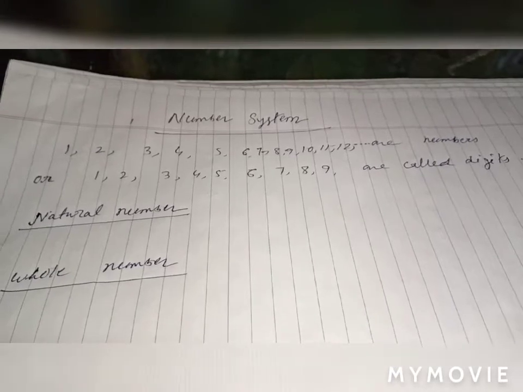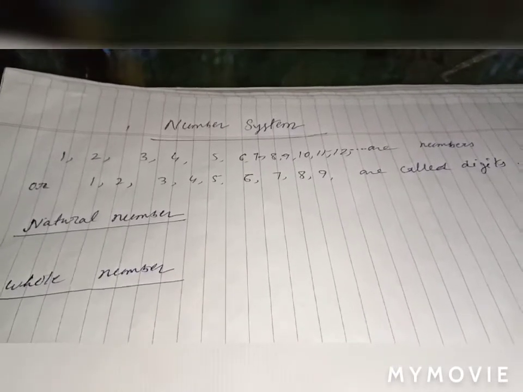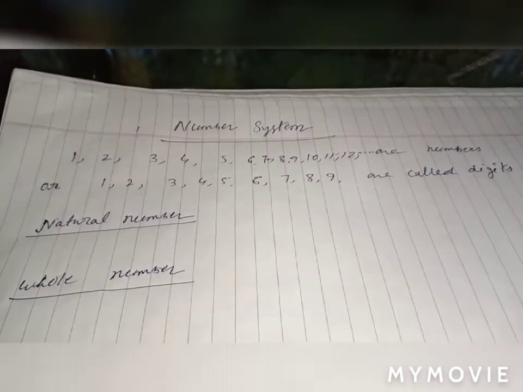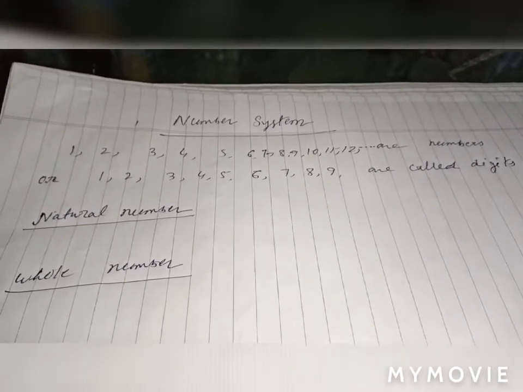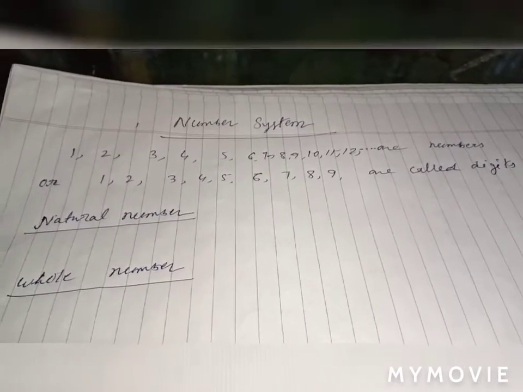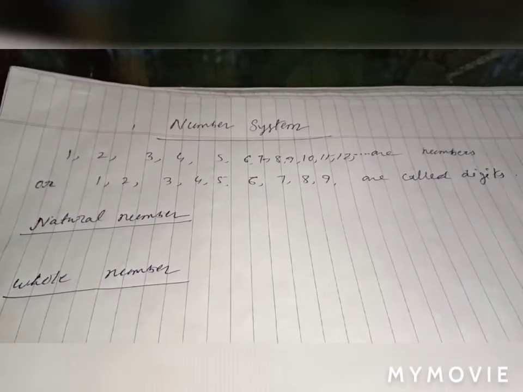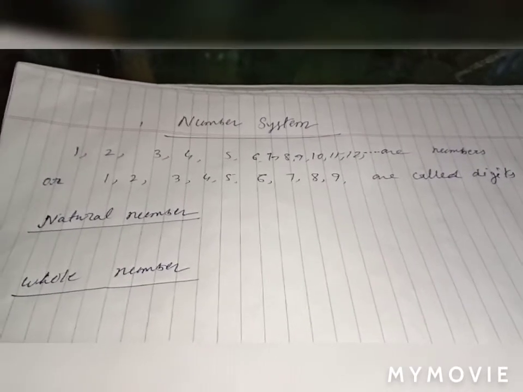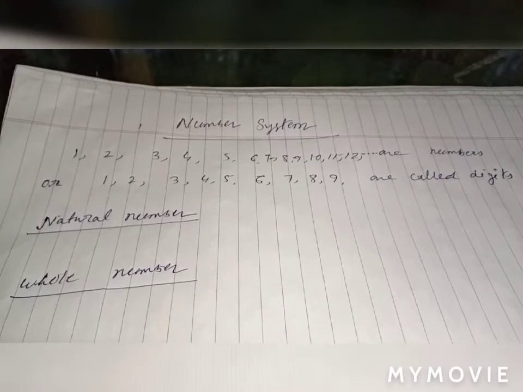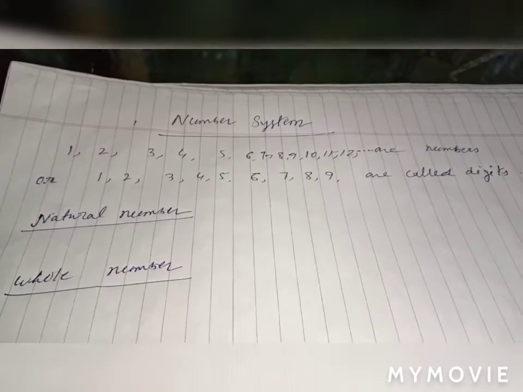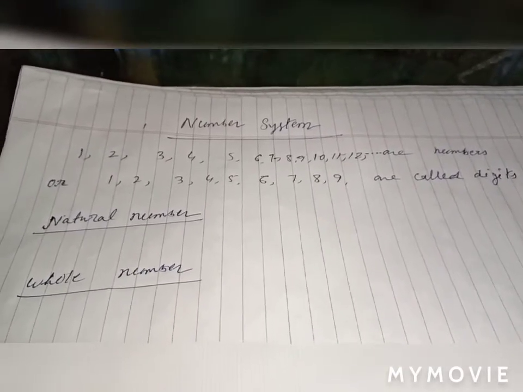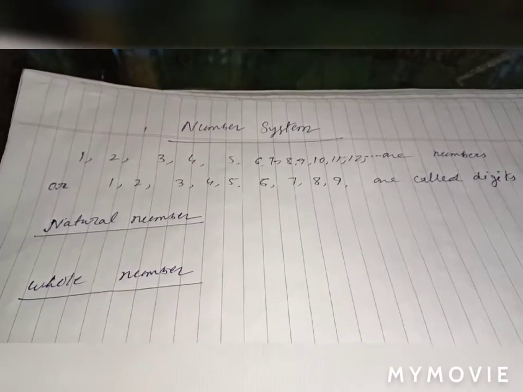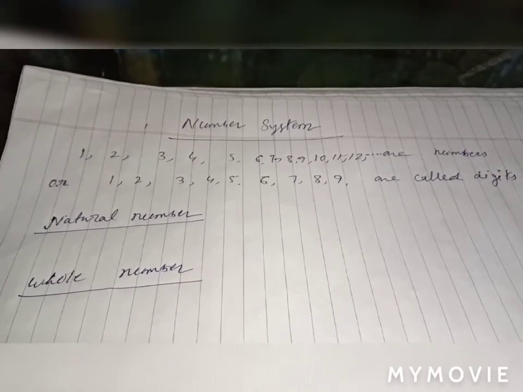So let's start the class. In your first chapter, you have number system in mathematics. So number system, you know already about numbers. All of you know about numbers, but when you are going to say about number system, there are numbers, those have some different properties.